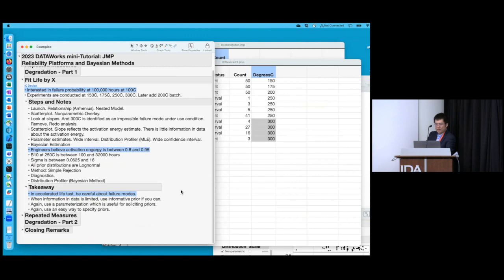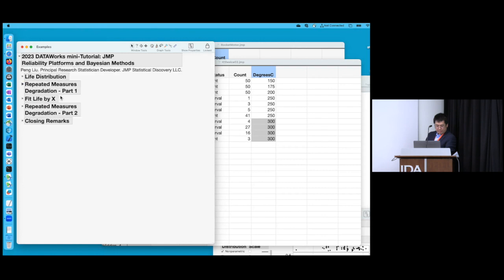They will tell you how important it is to pay attention to failure modes in the accelerated life test. And when the information in the data is limited, use an informative prior if you can, as I mentioned before. Again, use a parameterization that's useful for soliciting priors. Again, use an easy way to specify priors. And the software that we implemented provides all these. That's why I rearranged my examples, so at least I cover 3 platforms for 3 examples.